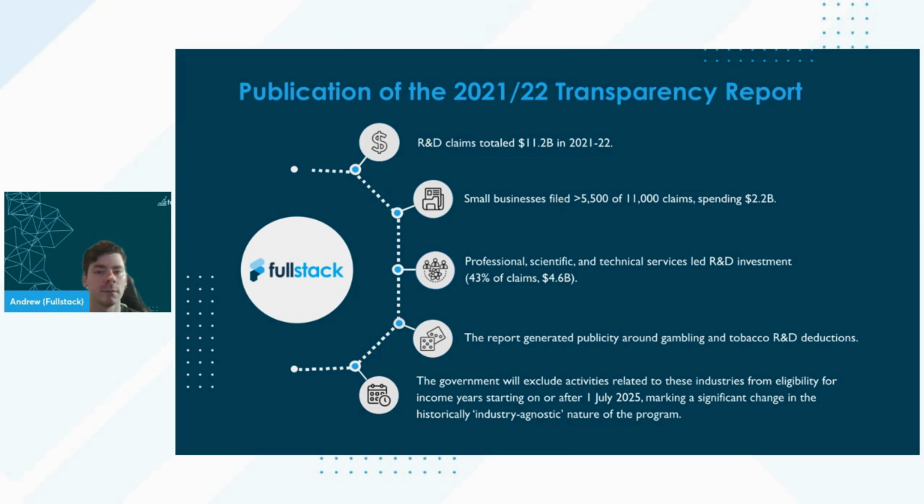One of the biggest changes to come from the transparency report was the scrutiny on claims by tobacco companies and gambling companies. These got picked up by media after the transparency report because the ABN and the total deductions of businesses was published. And as a result of that additional scrutiny, the government introduced changes which excludes those activities from registration under the R&D tax incentive. And that's quite a big shift in the R&D tax incentive, because historically it's been industry agnostic, and no matter what industry you're working in, you could put in an application. But now that's effectively come to an end with these exclusions.